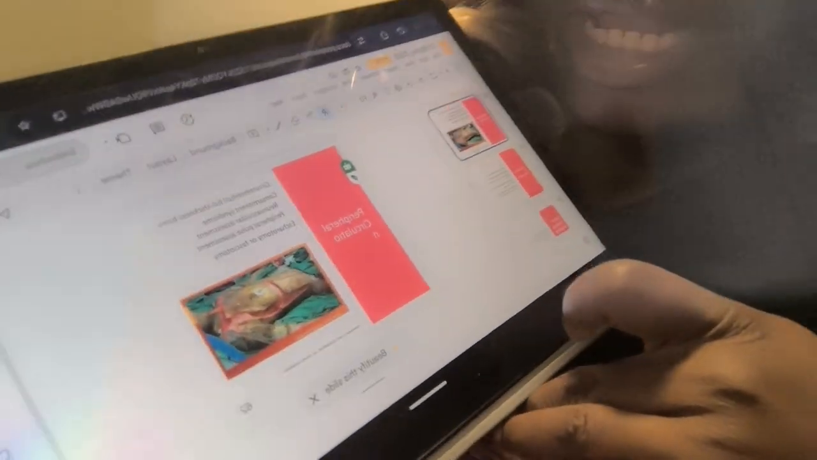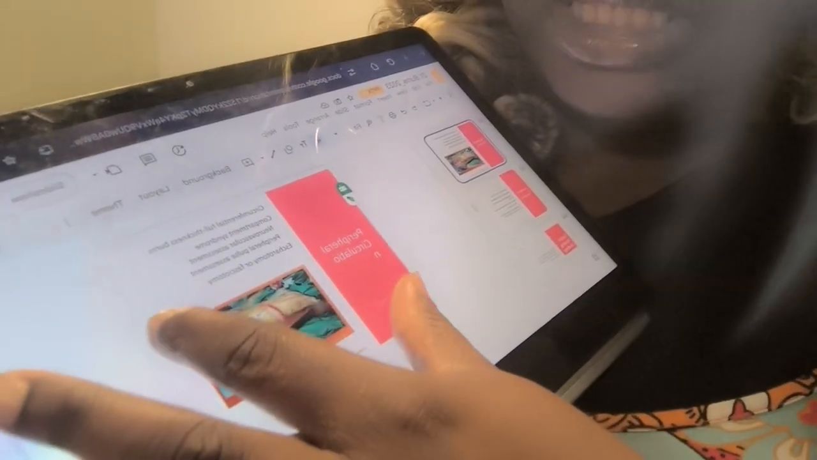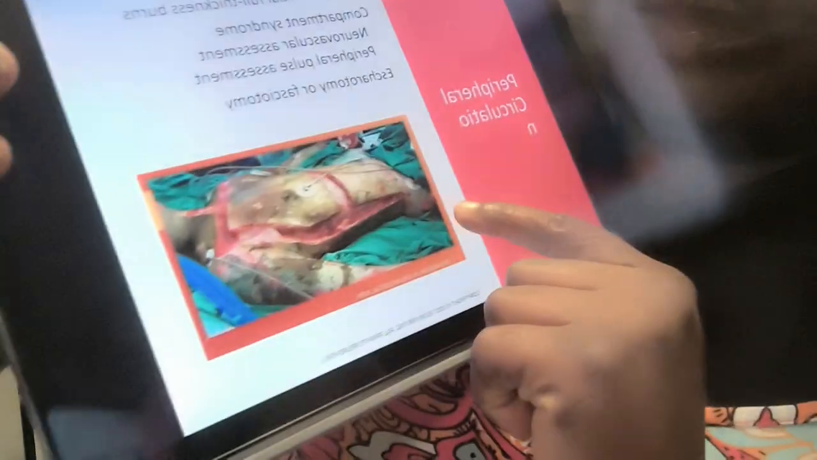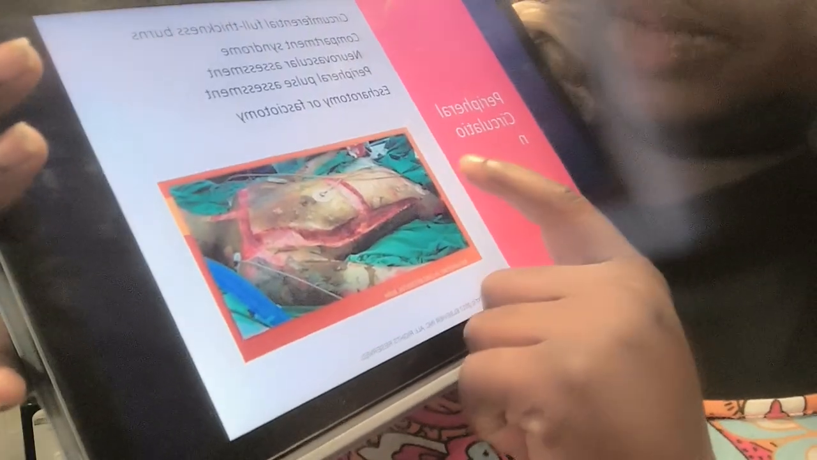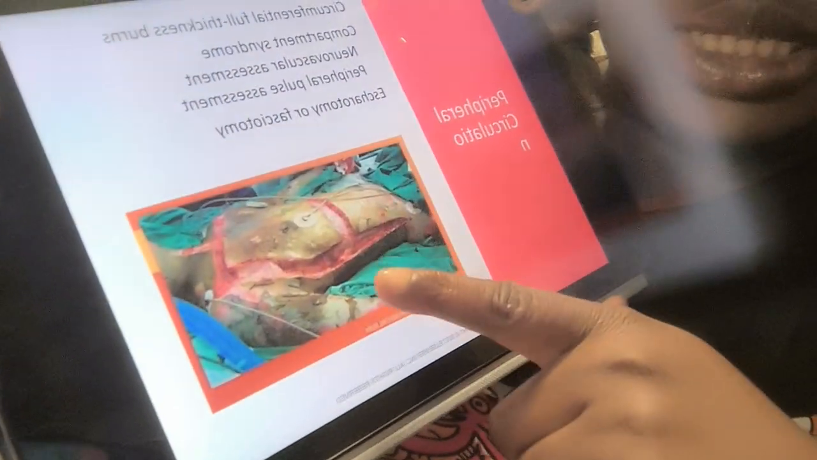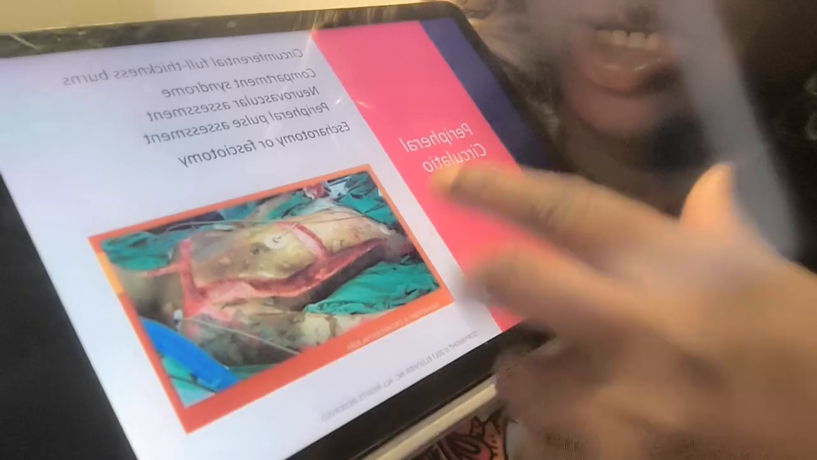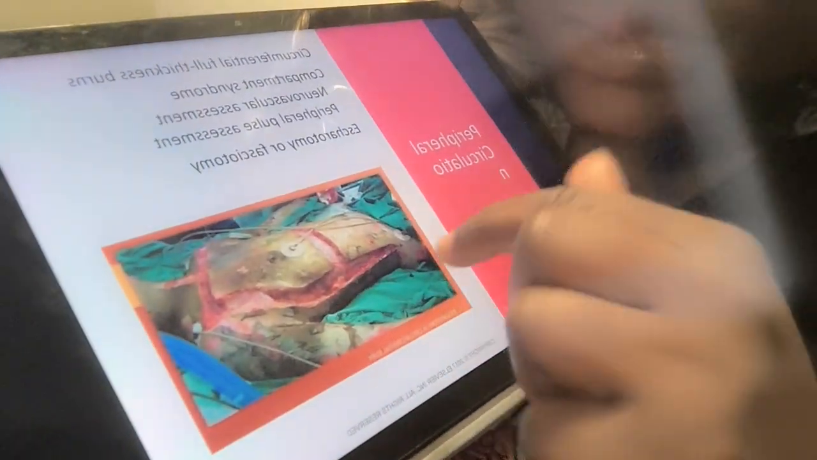I know we left fasciotomy and escharotomy, but this is a very good picture of a fasciotomy. Like when I talk about abdominal compartment syndrome, this is it. This is what is happening. They're cutting the eschar because it tightens and causes compartment syndrome. So they cut it open.